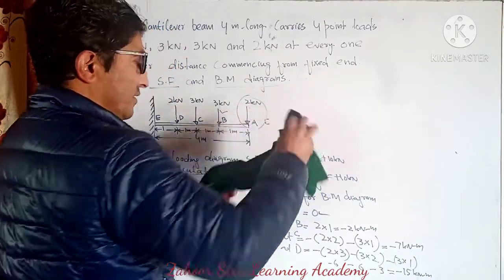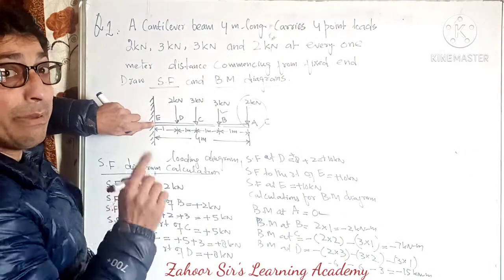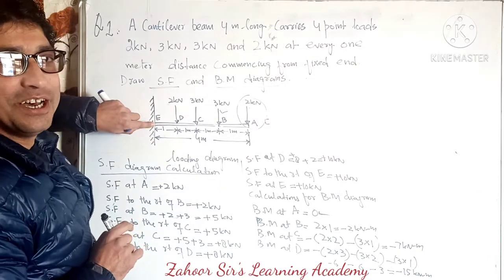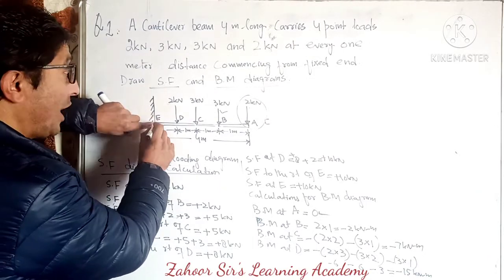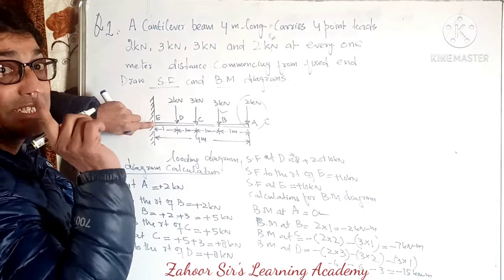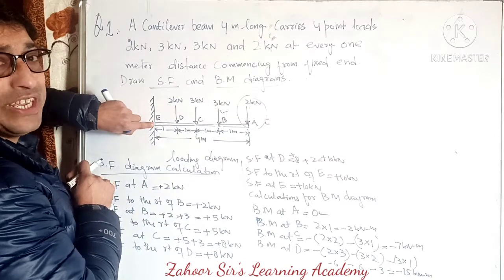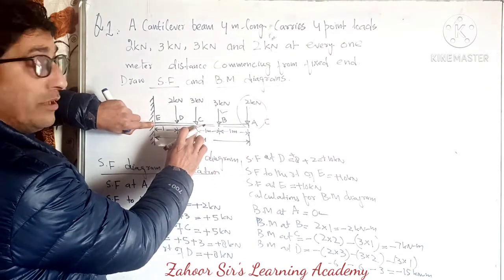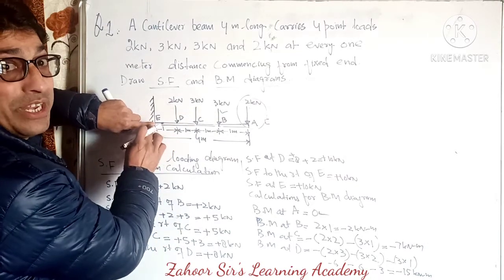I don't have space on the board. So now maximum bending is going to happen at the fixed end. Remember this in case of a cantilever beam. So maximum bending is going to happen at point E, which is the fixed end of the beam. Now who is going to bend point E? This force is going to bend it, this is going to bend it, and this one. So all these moments are going to bend point E.